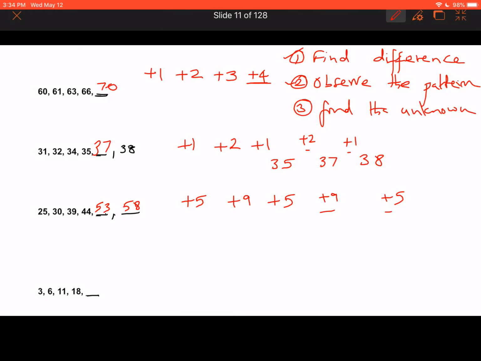Okay, then the difference is plus 3 and plus 5 and plus 7. So the next is going to be plus 9. So the difference is increasing by odd numbers. So the answer is going to be 27.